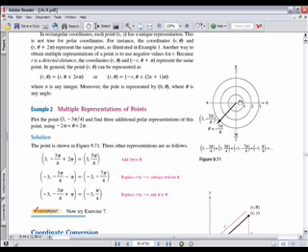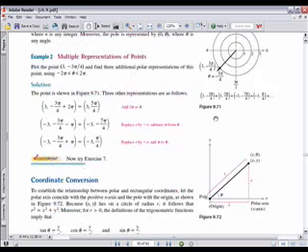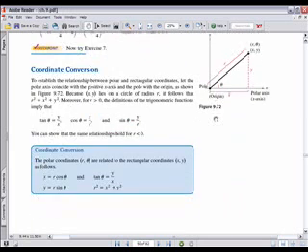We can also use negative r values. Negative 7 pi over 4 would be going this direction back to here, but since you're going negative 3, instead of going that direction, you go the exact opposite way, and of course you end up where we want to be. So multiple representation of points. This is the coordinate conversions I mentioned already. Here we see them.